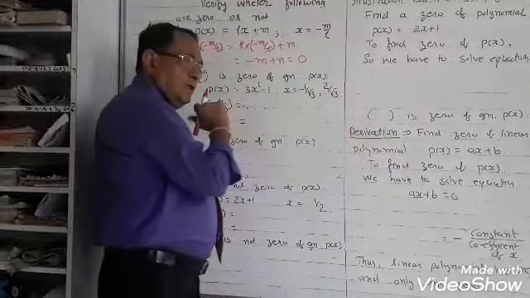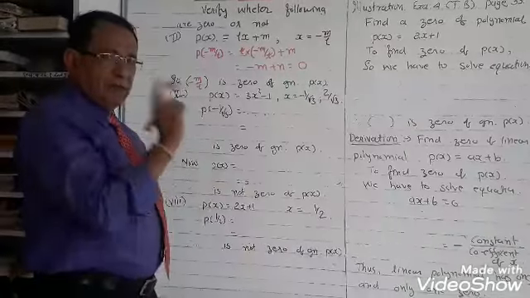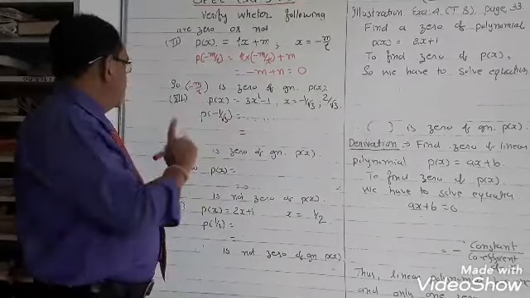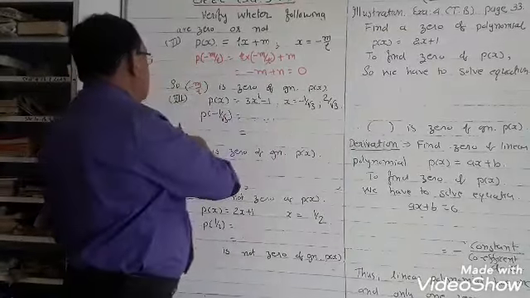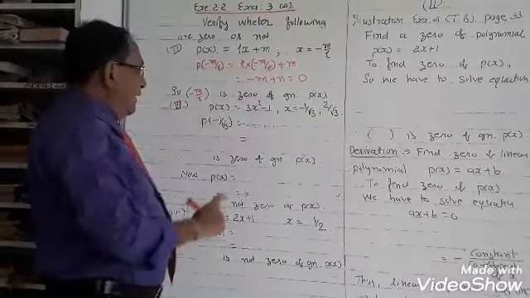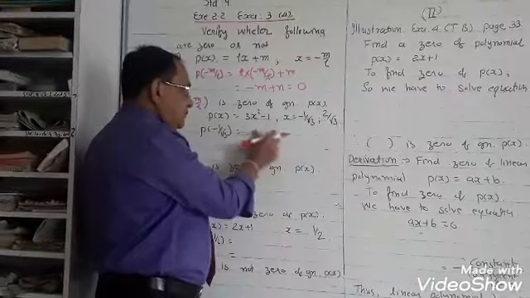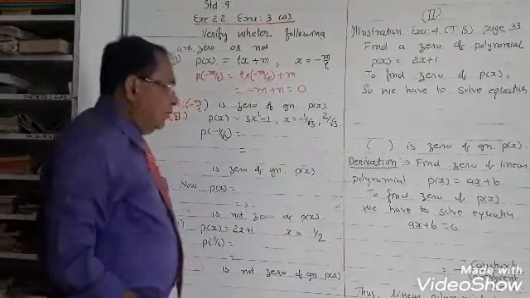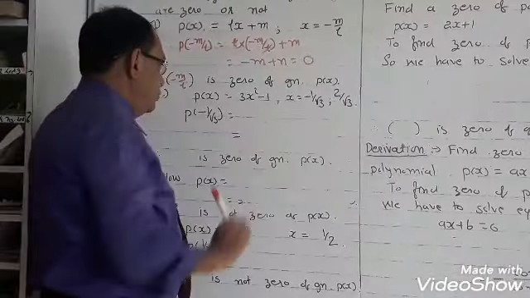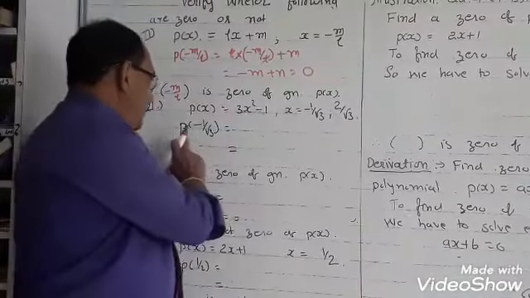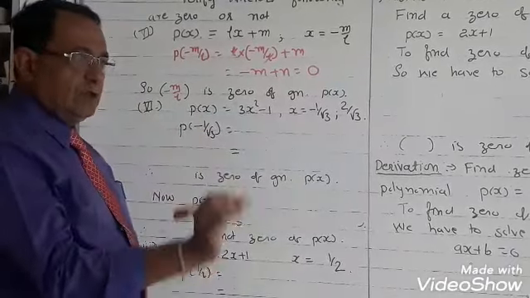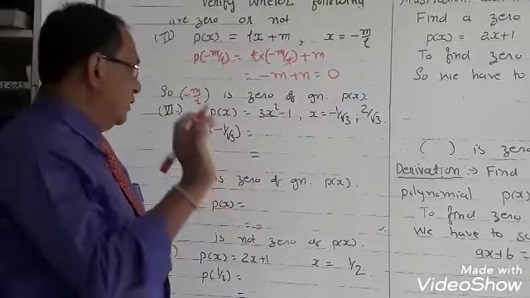Okay? I have shown you how we will check it. Just we proceed. Fifth, sixth one, fourth, fifth one. p(x) is equal to 3x square minus 1. x is equal to 1 over root 3, 2 over root 3. p(minus 1 over root 3). Wherever x appears, what will we write? Minus 1 over root 3.